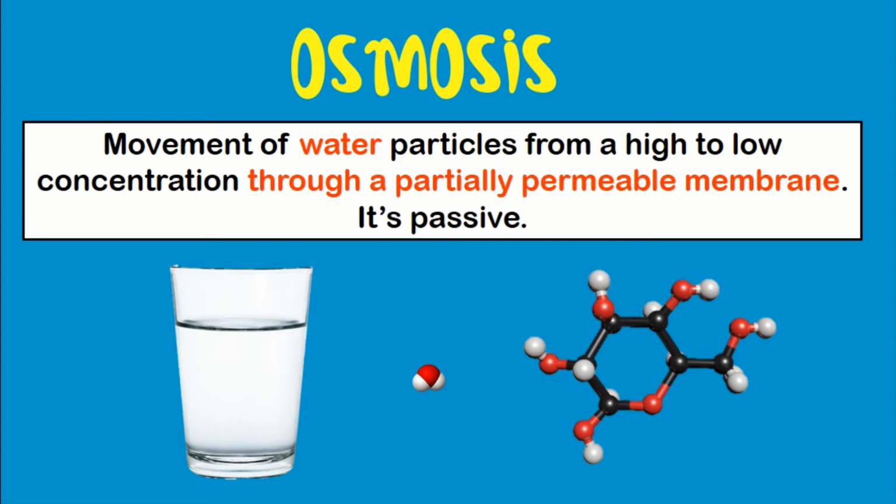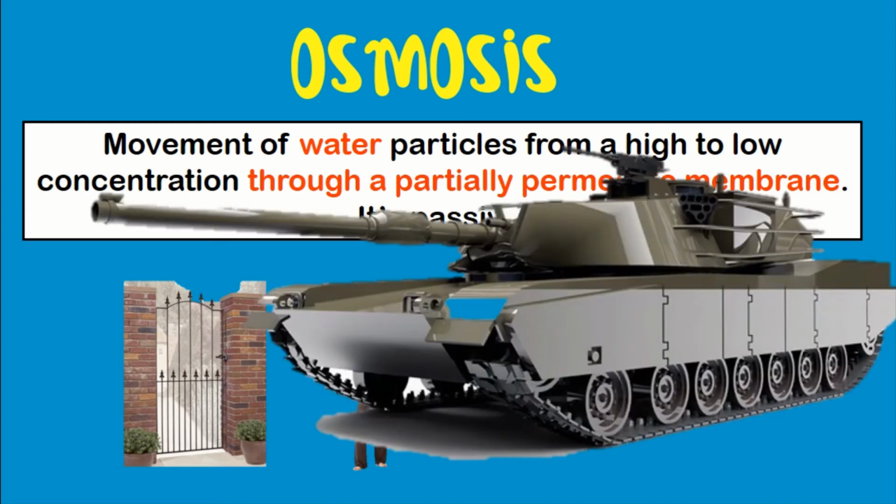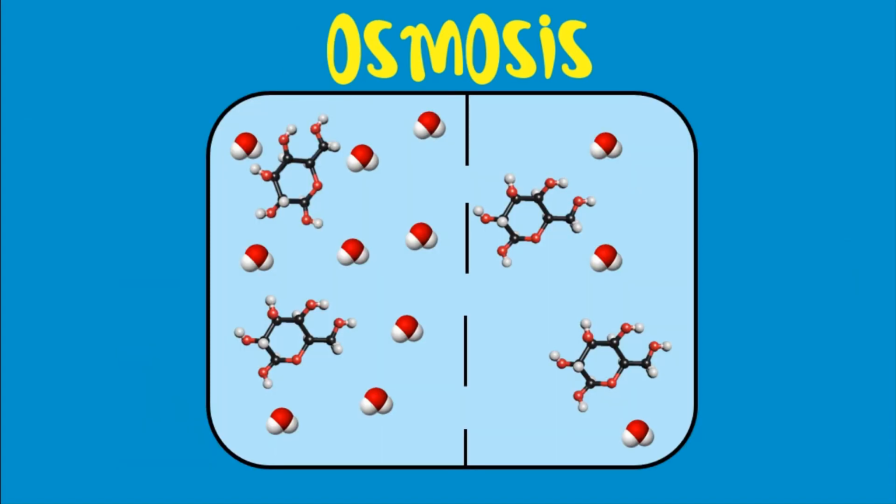Now a partially permeable membrane is kind of like a gate. So to take this lady here, she's absolutely over the moon that she could walk through that gate, get in and out all day long. Where this Soviet era tank, it can't fit. And partially permeable membranes, that's pretty much what they do.